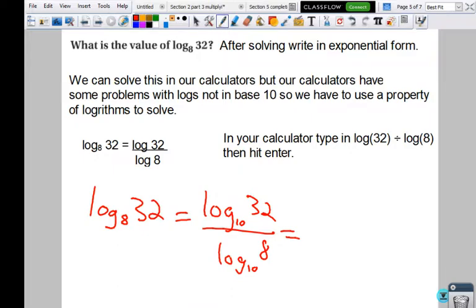I'm gonna go log 32 divided by log 8, and we get 1.6 repeating. So log base 8 of 32 is the same thing as log 32 divided by log 8, and it equals 1.6666666667. And that's it. You don't have to do anything else.